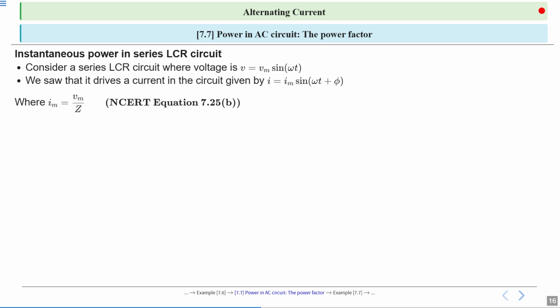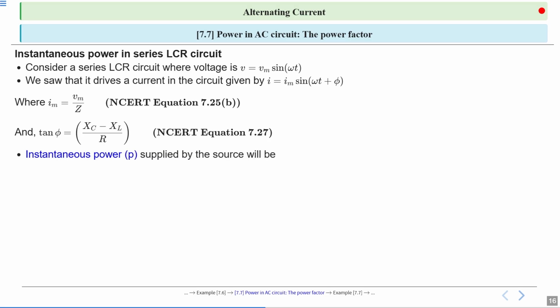Here Im is equal to Vm upon Z, according to NCERT equation 7.25b, and tan phi was equal to (Xc minus XL) upon R, NCERT equation 7.27. What is Xc? Xc is the capacitive reactance, XL is the inductive reactance, and R is the resistance. So this is the expression for tan phi.